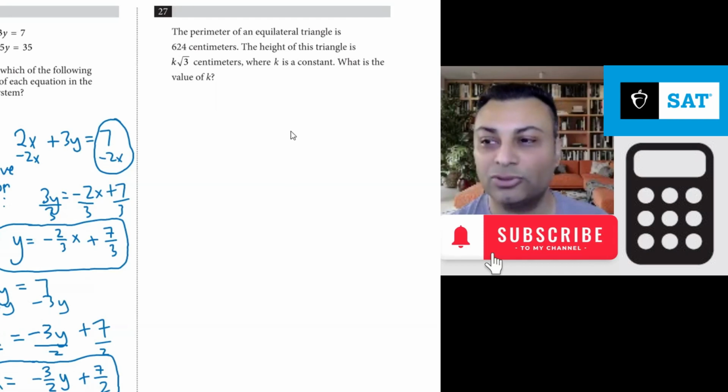The perimeter of an equilateral triangle is 624 centimeters. The height of this triangle is k root 3 centimeters, where k is a constant. What is the value of k? Okay, let's draw an equilateral triangle.